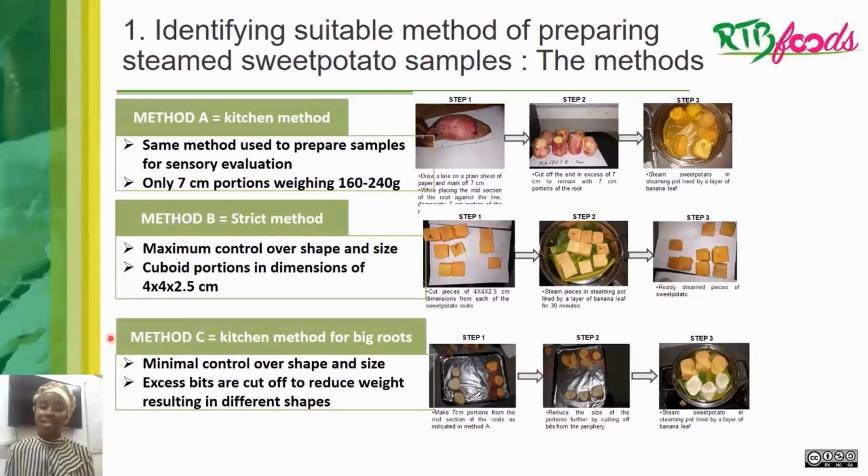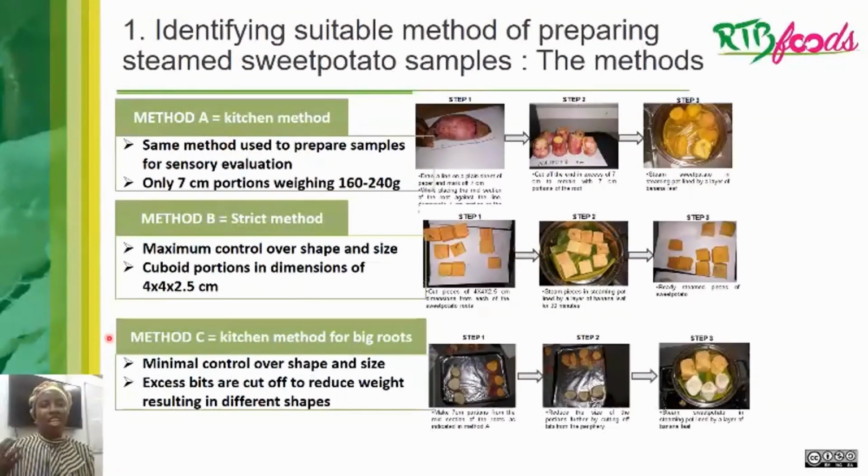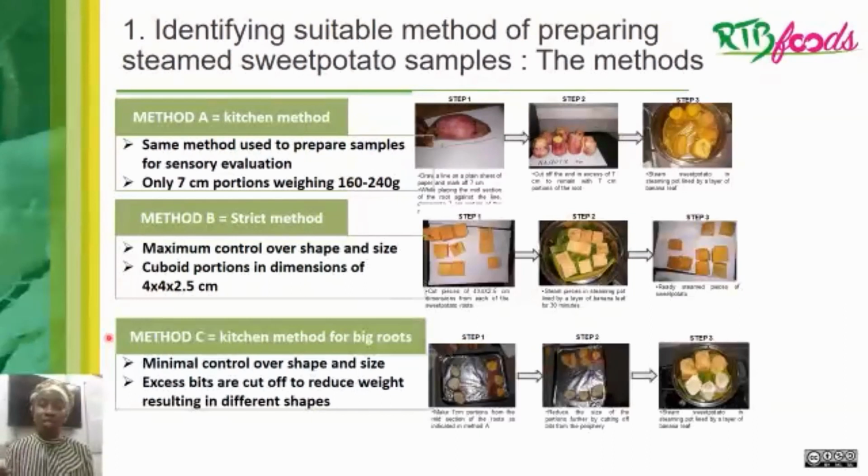When it came to method C, our thinking was, in real life we are bound to get some sweet potatoes that are quite big, that are outside the range that we prescribe or recommend for method A. Is it possible for us to somehow modify the size by cutting off some bits of the edges and still be able to get robust results? So that's the idea of method C, and in this method we had minimal or the least control over the shape and size of the samples.